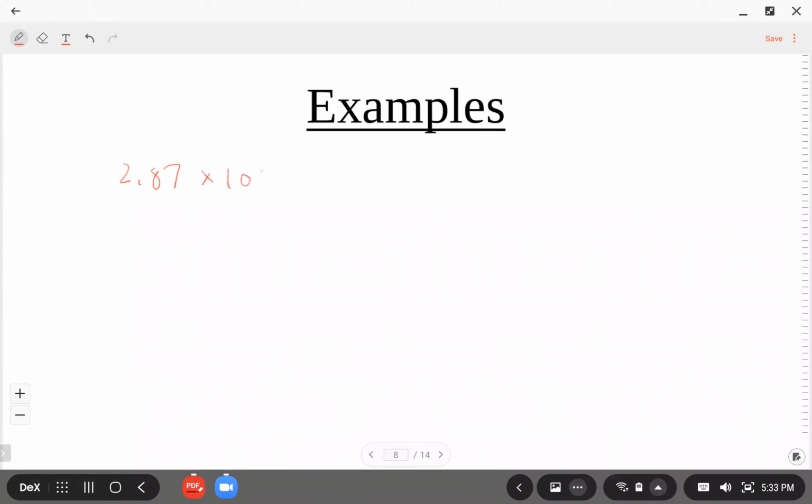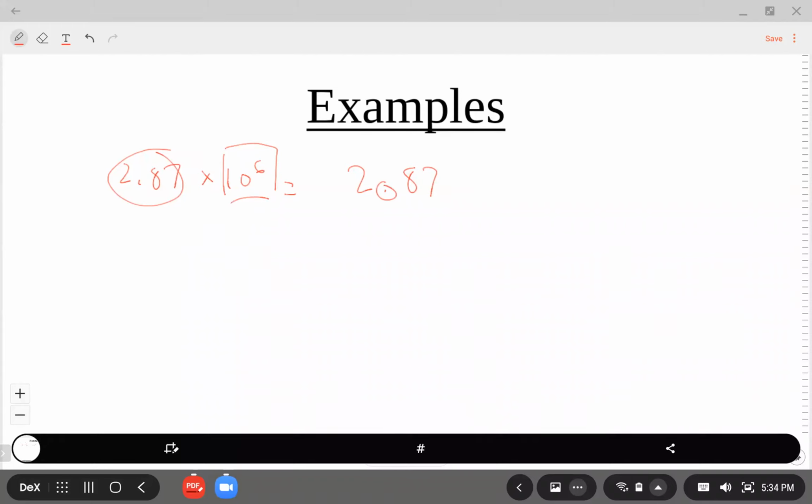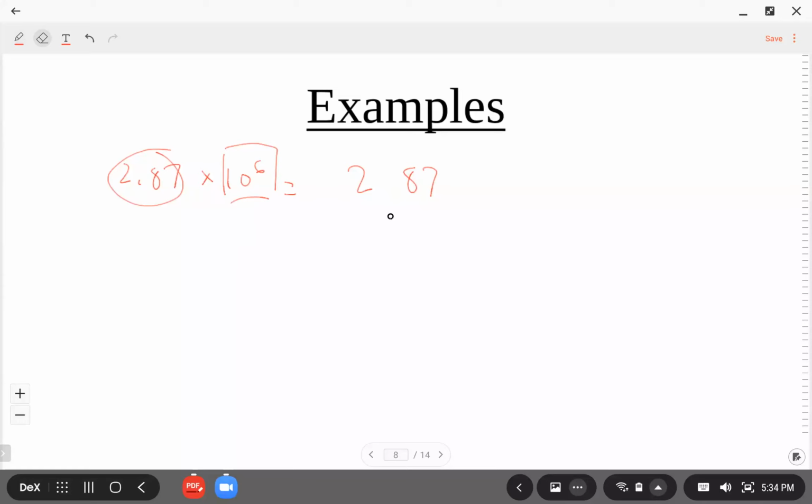And times 10 to the 6th. And what is that? So let's just take this decimal 2.87 first. What we're really doing with this is moving the decimal point. So we take this decimal point, and when we multiply by 10 to the 6th power, you take notice that 6 is positive, so you have to move the decimal point to the right.